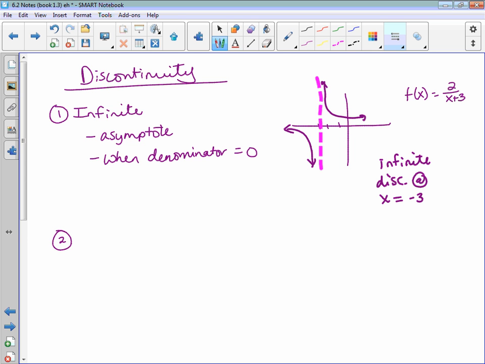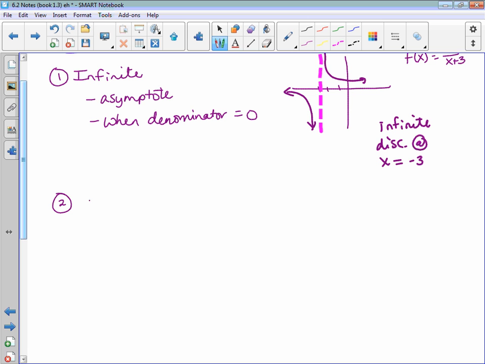The second type is a jump. And these are going to happen in piecewise functions.